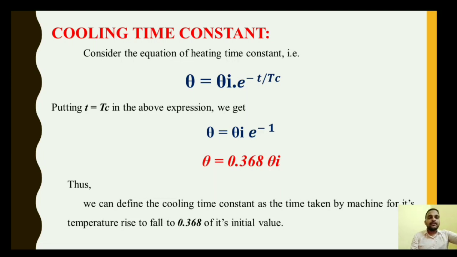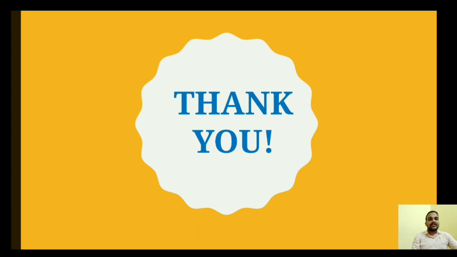Now we have learned the heating time constant and the cooling time constant of the machine. The heating time constant can be related as theta equals 0.632 times theta m, and the cooling time constant can be related as theta equals 0.368 times theta I. I hope all of you are understanding whatever I am teaching you.